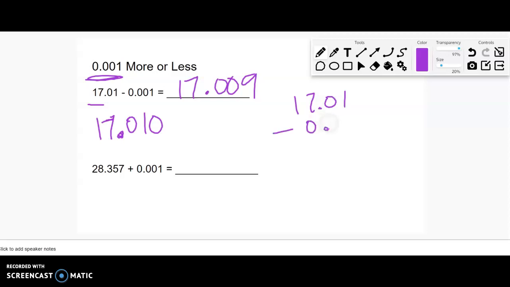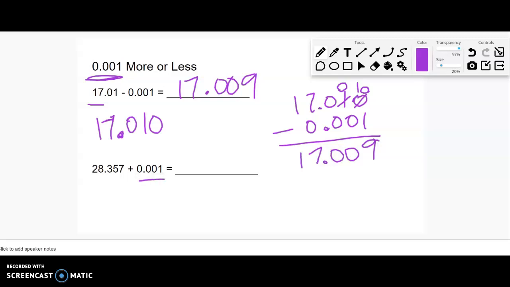Okay? And if I had done it by lining up my decimals, I would add my 0. I can't do 0 minus 1, so I would need to borrow. That becomes 10. 10 minus 1 is 9. 0, 0, and 17. Okay?